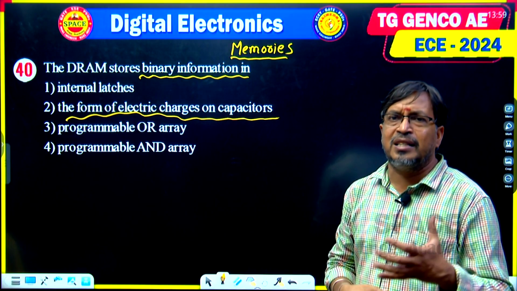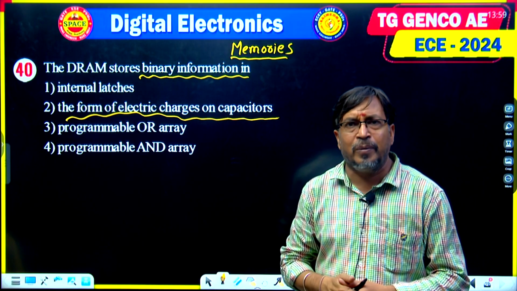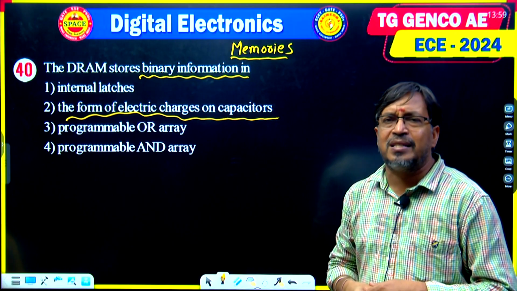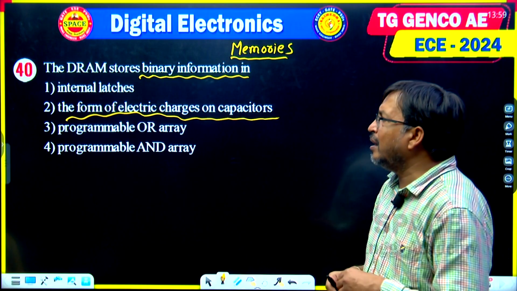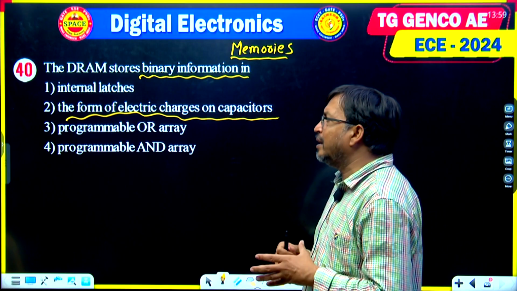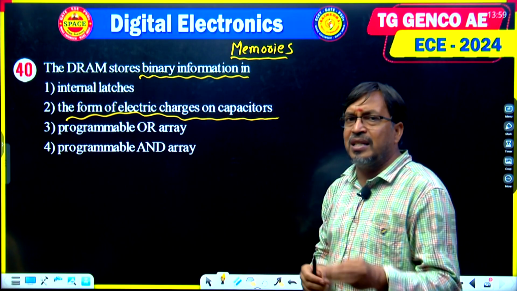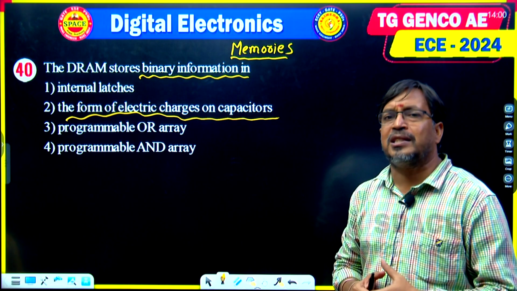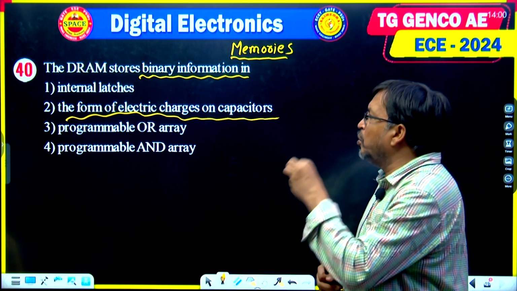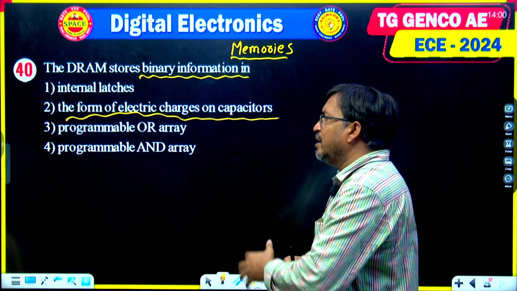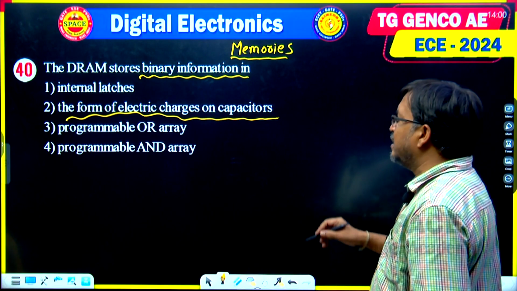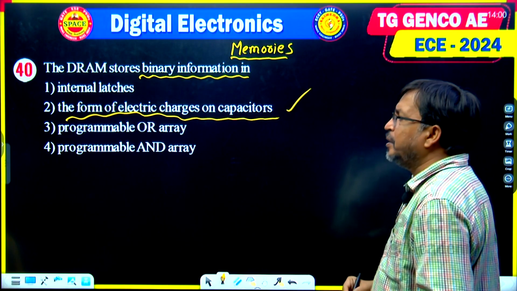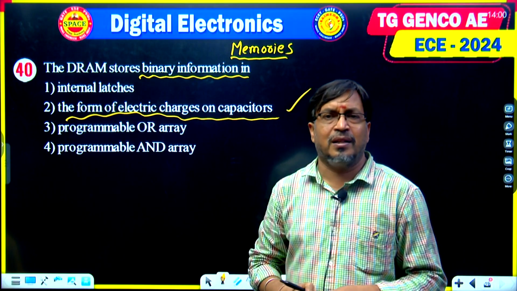We discussed this in terms of volatile and non-volatile memory, the main difference between SRAM and DRAM. So the important constructional feature of DRAM is that it consists of capacitors, that only we are using. So it stores binary information in the form of electric charges on capacitors. Hence option 2 is the correct answer. Thank you, students.